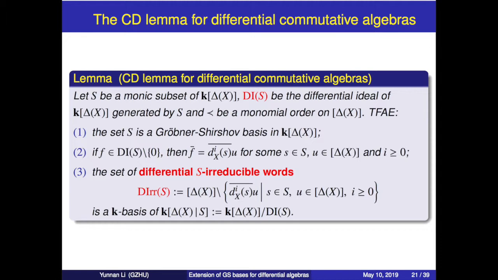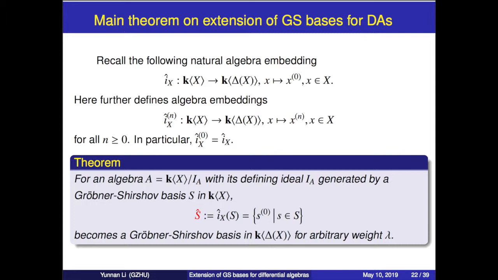Okay, then we have enough preparation, and we can give our first main result about the extension of Grobner-Shirshov basis for differential algebras. Indeed, there is a natural algebra embedding from the free algebra generated by X to the free differential algebra generated by X. Just map any element x to its x zero bracket.